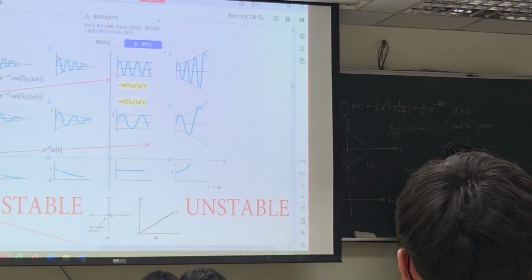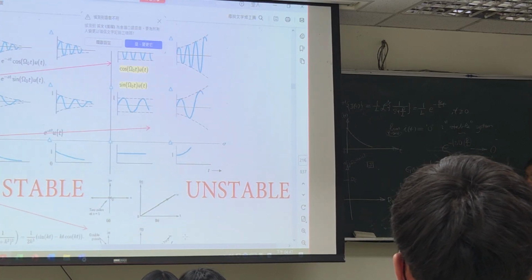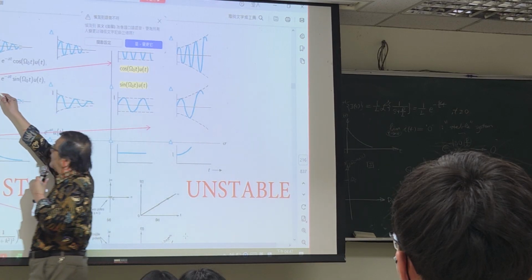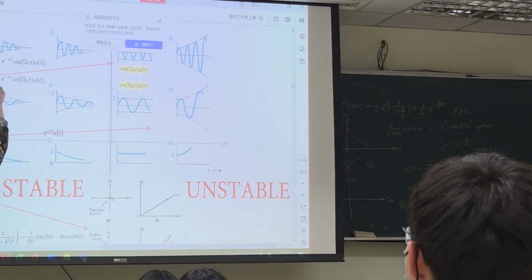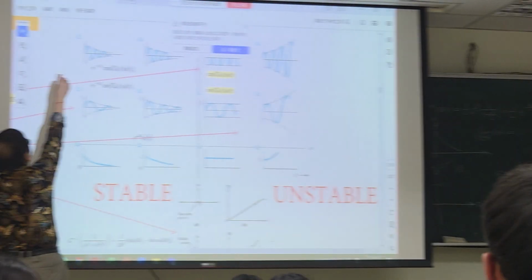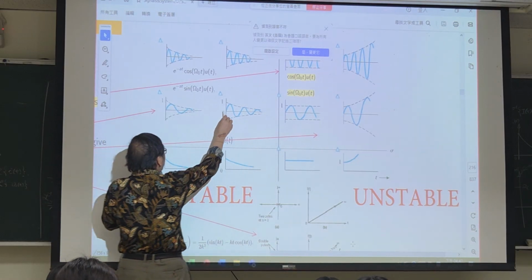Okay, so you can see that if the poles of the transfer function are in the open left half plane, those are the locations of the poles, their response will be something like this.